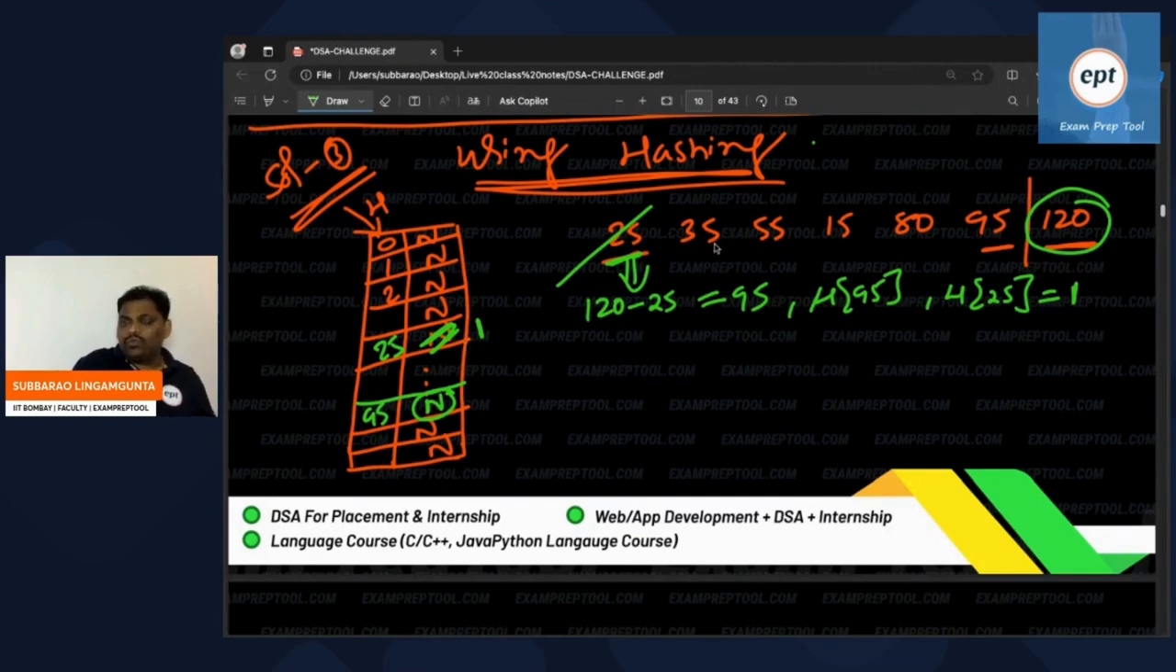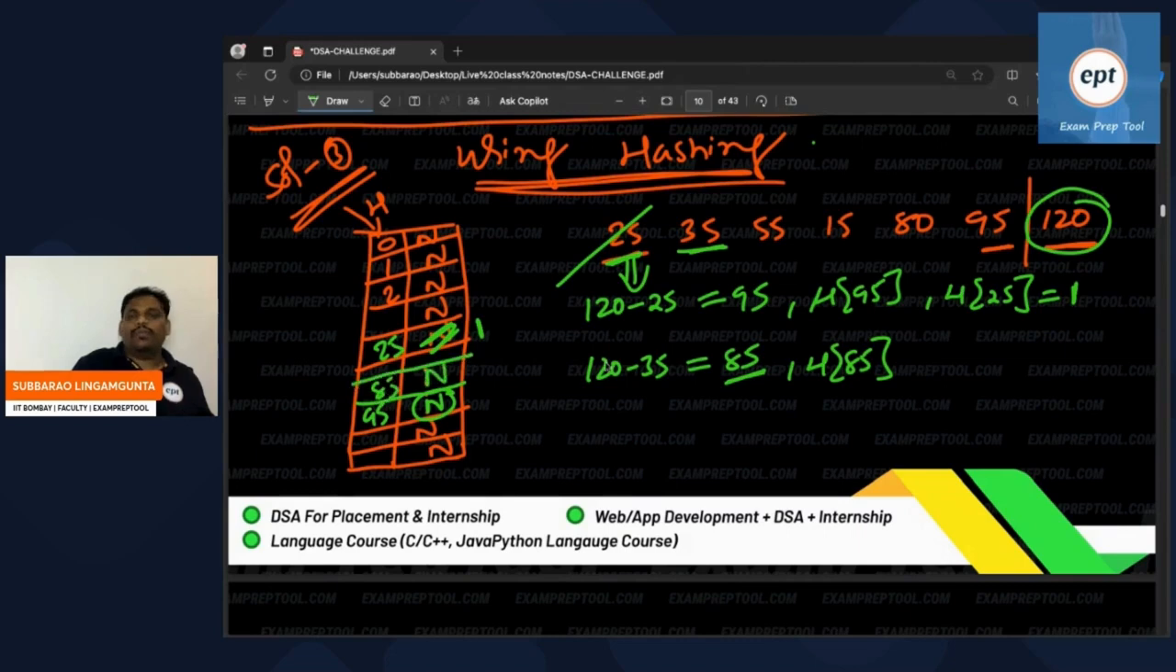In a similar way, do it for 35. For those who have doubts, 35 is coming; see what I am doing. 120 minus 35 first, which is 85. 85 plus 35, approximately 80 plus 40, is 120. Whenever 35 is coming, this is the way of checking whether its matching pair is available. 120 minus 35 is 85. Now check the hash table of 85. Is it null or not? Yes, it is null.